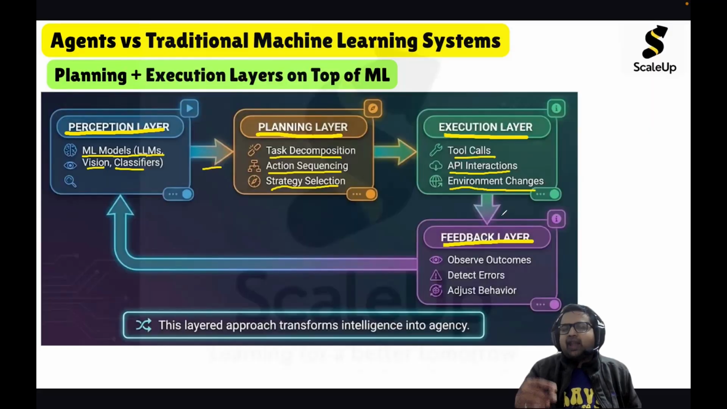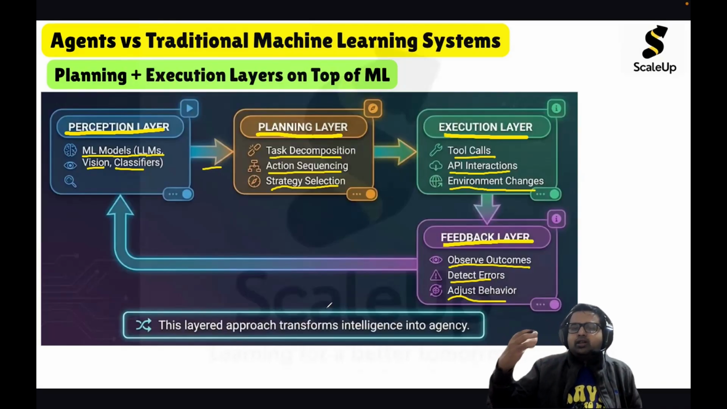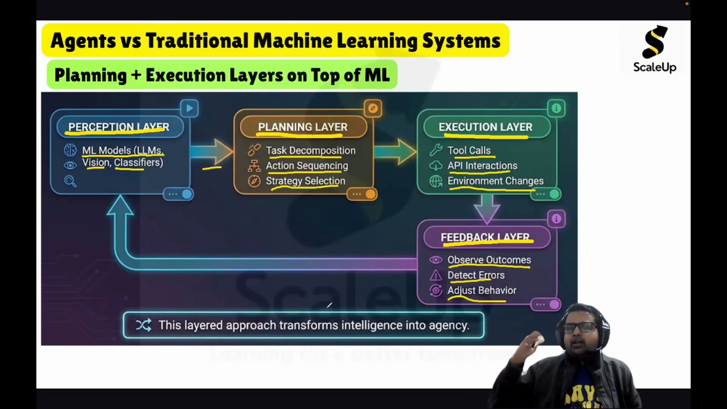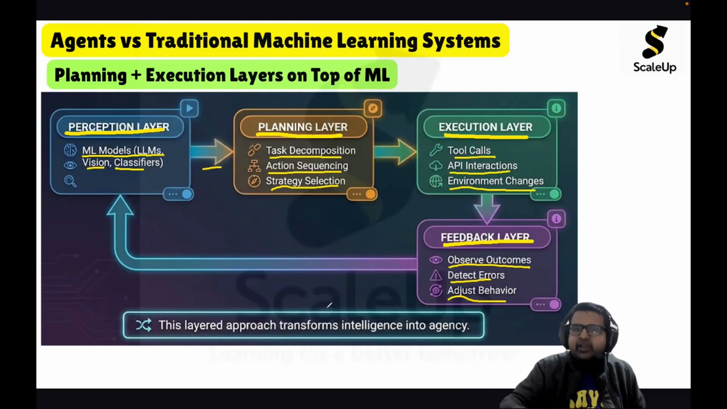And the feedback layer will assess the environment, observe the outcomes, and detect errors, and based on that, the planning adjusts behavior. So it revises the planning, re-strategizes, and once again, with the changed environment, we perceive the inputs, and planning and execution follow. So the idea is very clear. Traditional machine learning systems are only good in perception, and with agentic AI, we can have planning plus execution layers on top of machine learning, and that is what we are discussing.